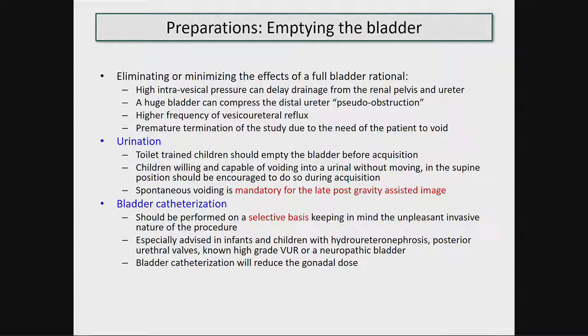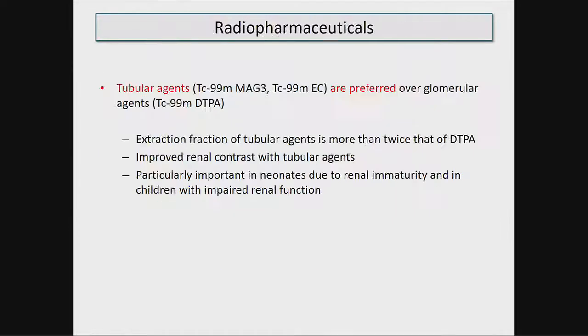The other way to empty the bladder is by bladder catheterization. However, the guideline states that this should be performed on a selective basis, keeping in mind the unpleasant invasive nature of the procedure and also the complications, as Monica mentioned earlier. It is especially advised in infants and children with hydroureter nephrosis, posterior urethral valves, known high-grade reflux, or a neuropathic bladder. And also a benefit of that is that bladder catheterization will reduce the gonadal dose.